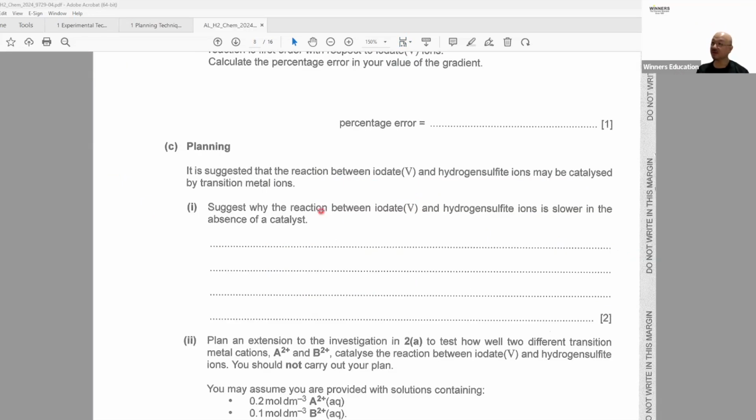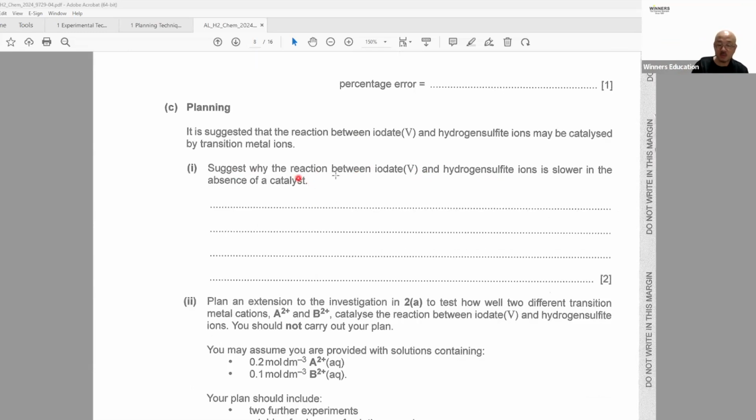Okay, remember planning? So what is this planning? It suggested, for 2 marks, the reaction of iodate(V) and hydrogen sulfite ions being catalyzed by transition metal ions. Suggest why the reaction between them is slower in the absence of a catalyst. 2 marks is not even planning, it's theory, right?